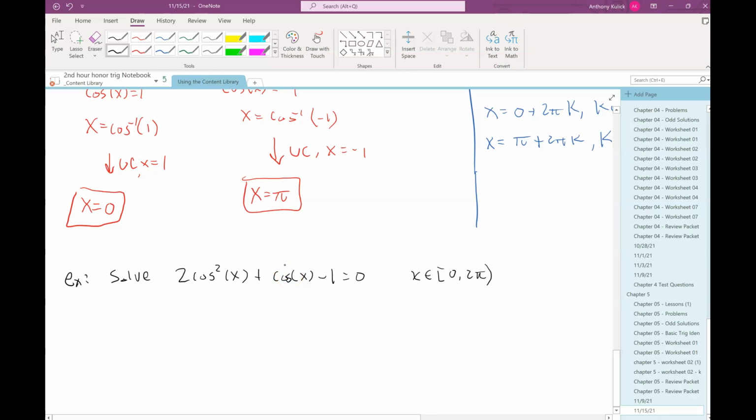So let's say we have 2 cosine squared x plus cosine x minus 1 equal to 0. And we're solving this again from 0 to 2 pi. Eep! This looks confusing. Anybody with an idea here?